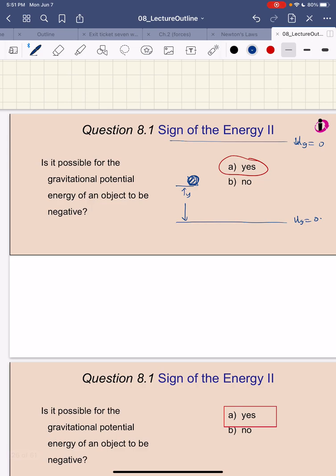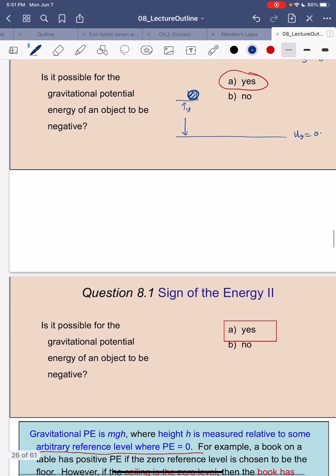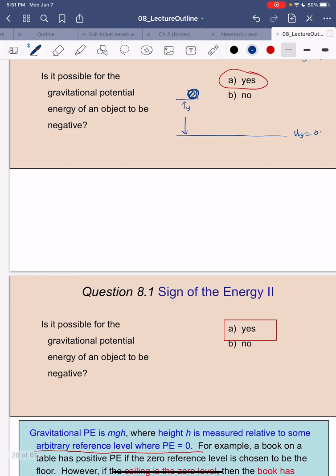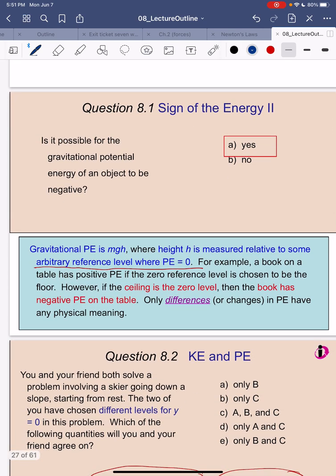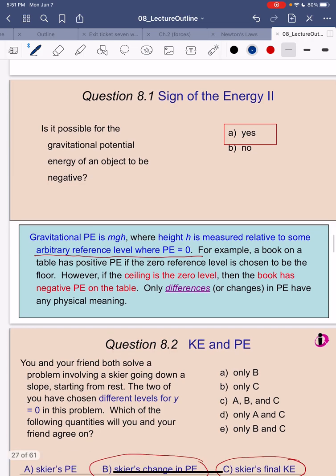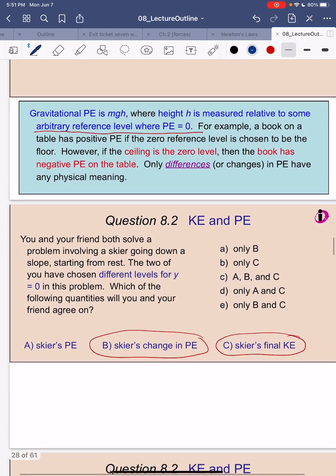Remember that this will not cause any problem for us when we are dealing with conservation of energy, because what I am always interested in is the change in UG, not UG itself. Okay? And here it has been explained for you how it is measured relative to some arbitrary reference level where potential energy equals 0, and I can make my reference anywhere.